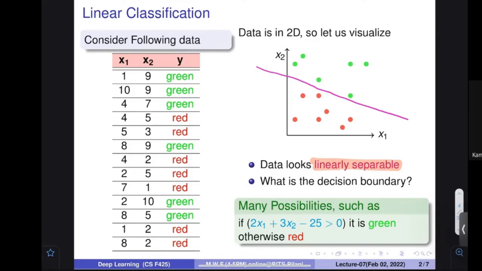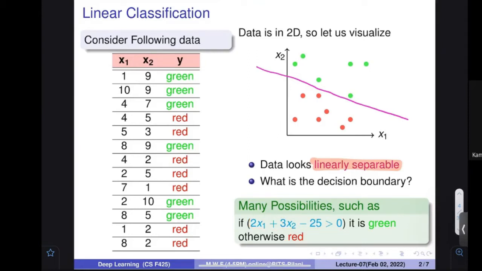For the time being, let's assume that somebody gives you this particular equation, because I told you that there are multiple lines which can be good on this particular system. So somebody gave you this particular line, that look, this is the equation. In this equation, if this particular value is greater than 0, then it is green, otherwise the point is red. Okay, somebody gave you this particular equation.